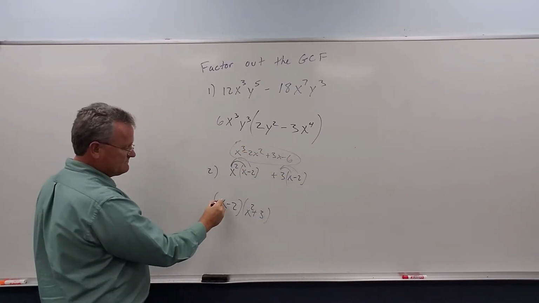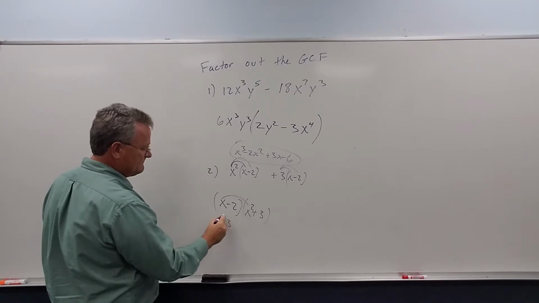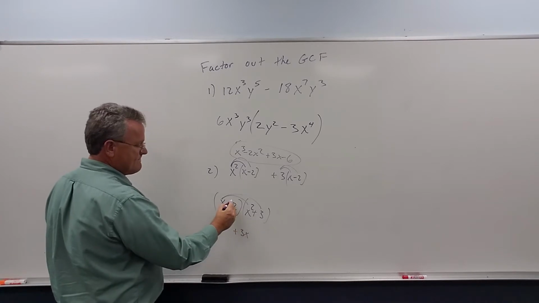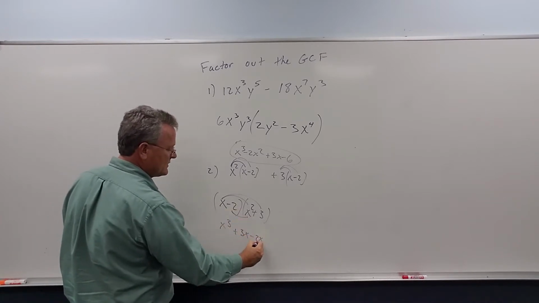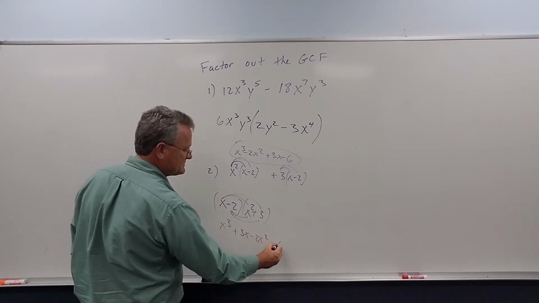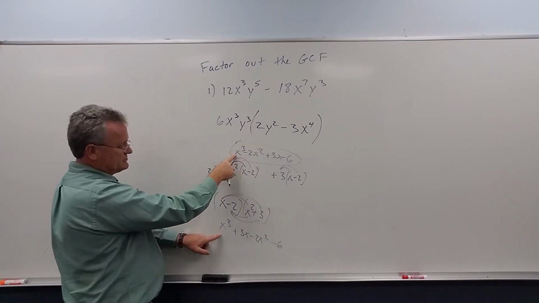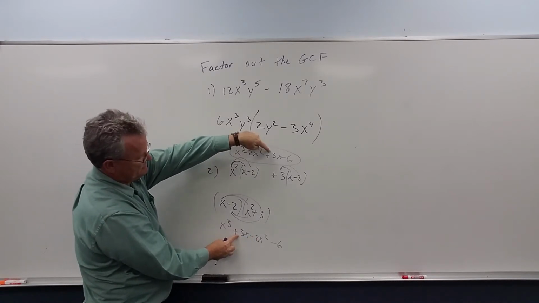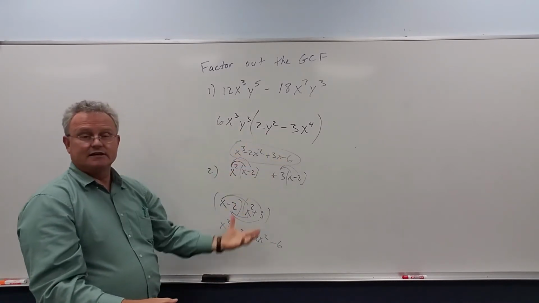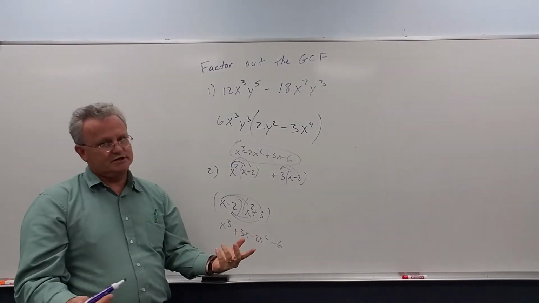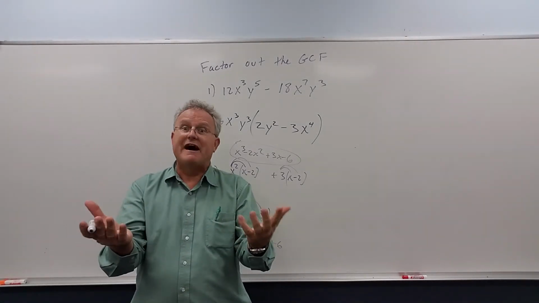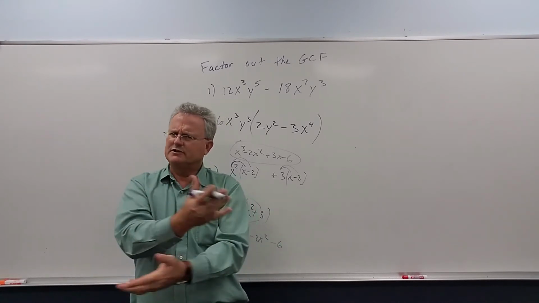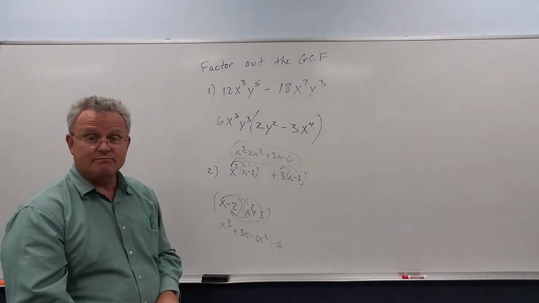Let's multiply this. X cubed plus 3x minus 2x squared minus 6. X cubed minus 2x squared plus 3x minus 6. You get the exact same thing. The order is a little different, but it doesn't matter. Remember, 5 plus 7 is the same as 7 plus 5. That's commutative. So you can switch them, it doesn't matter. You get the exact same thing.